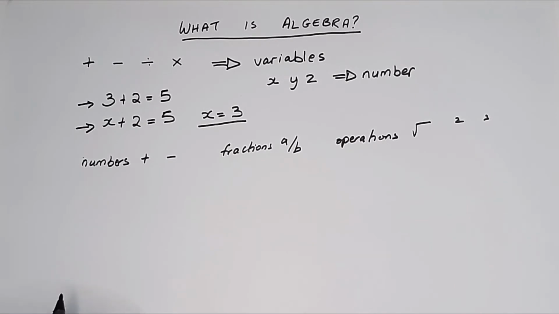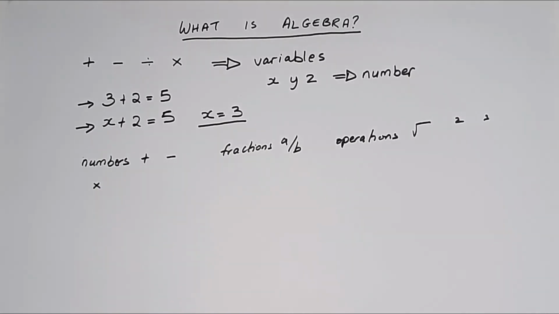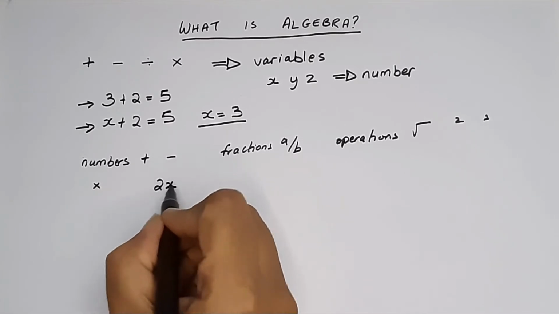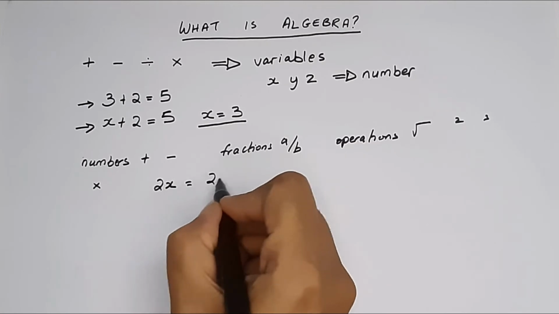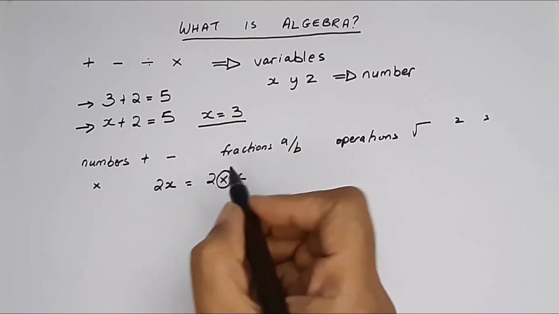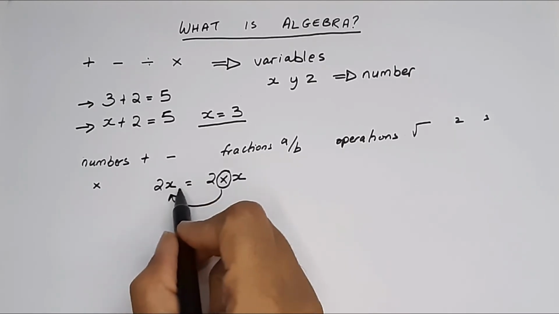One thing in algebra that we have to clear right now is the use of the multiplication sign X. Let's look at 2x. All right? 2x actually means 2 times x. We do not write the multiplication sign. It is understood when we say 2x, that means 2 times x.